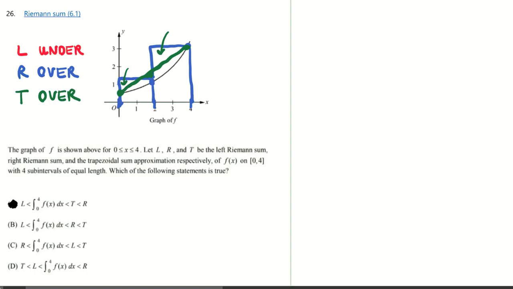Because L, the left Riemann sum, is less than the true value of the integral. The true value of the integral is less than the trapezoidal sum because the trapezoid overestimates, but not by nearly as much as the right Riemann sum does.